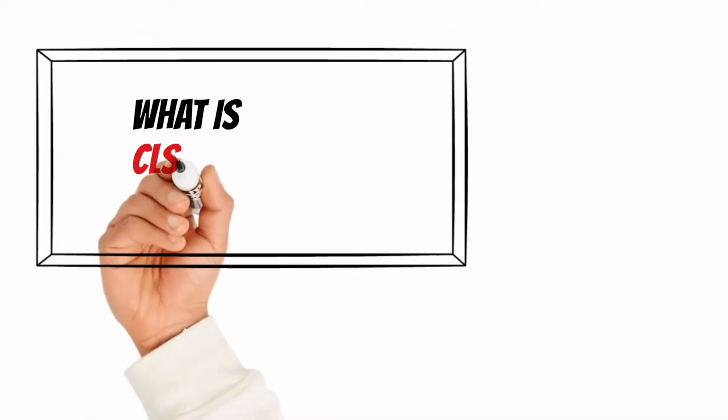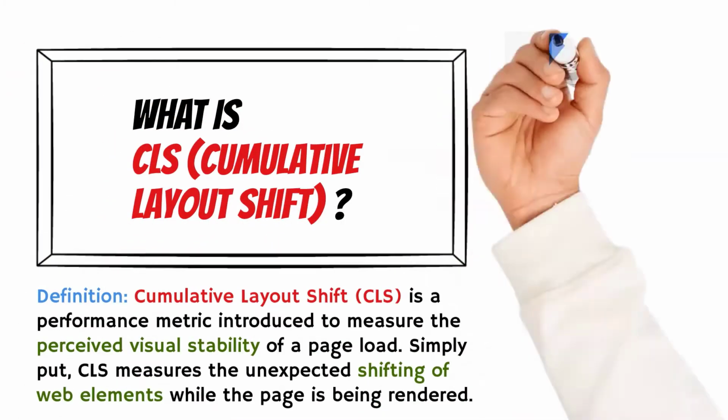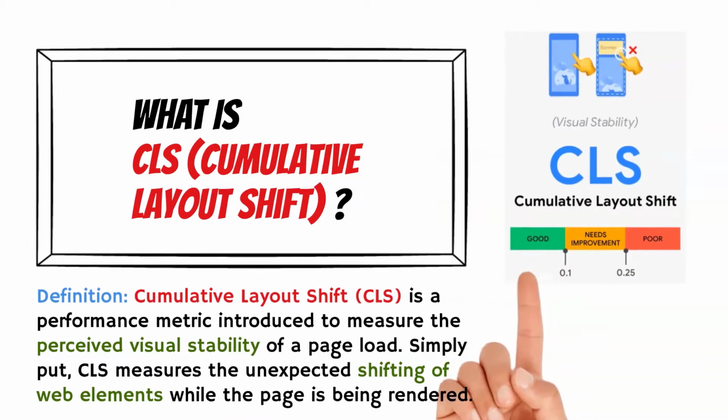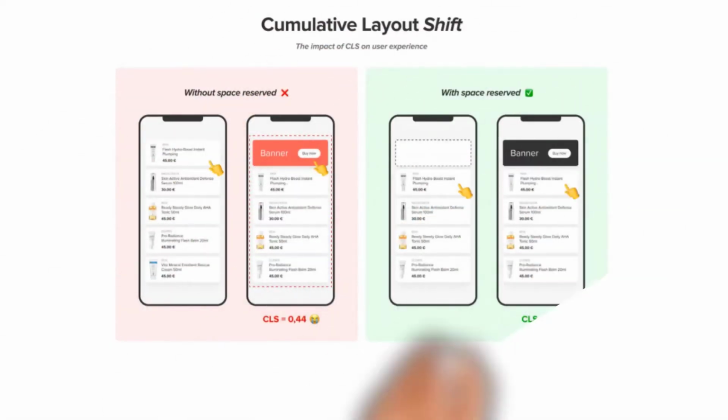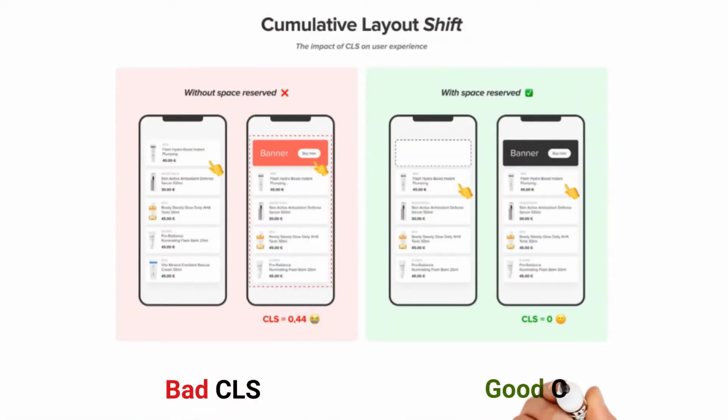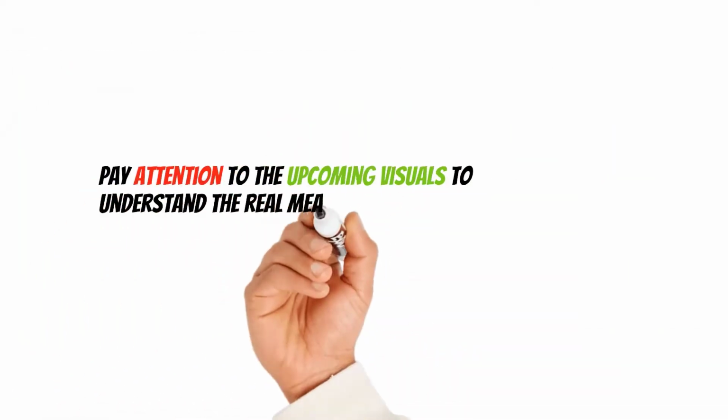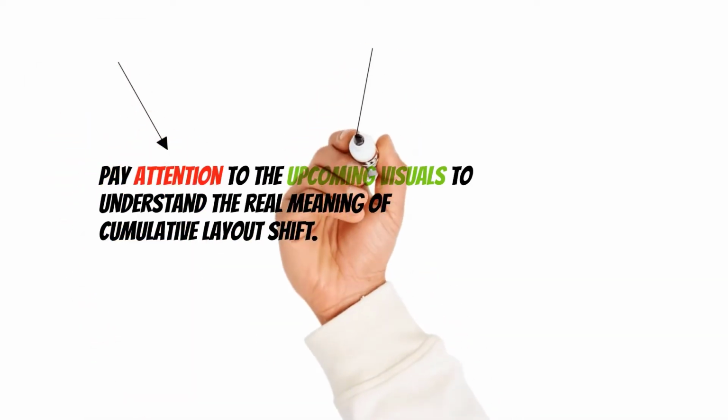CLS is one of the main core web vitals of the Google Page Experience algorithm. The cumulative layout shift, CLS, metric measures how much unexpected layout shifts affect the user experience on a page. These layout shifts occur when content moves around without prior user input. So let's have a look at visuals to understand the CLS problem in a much better way.